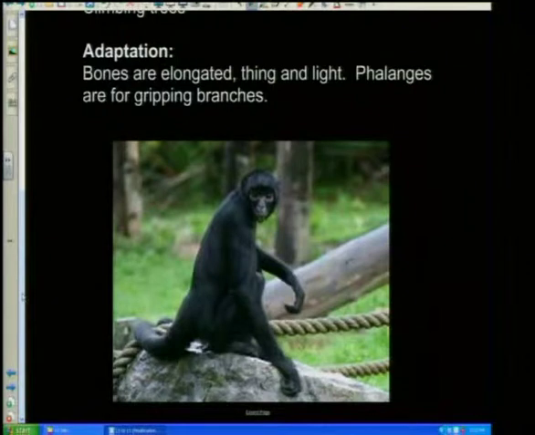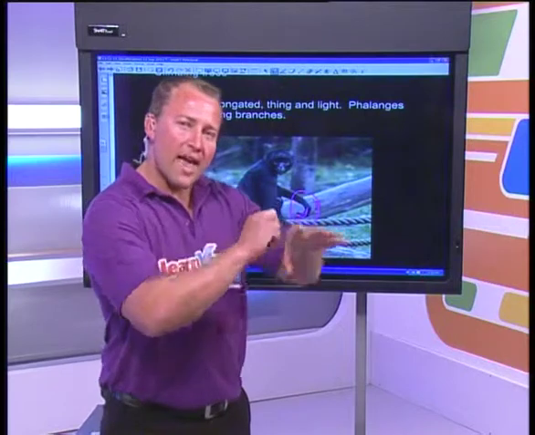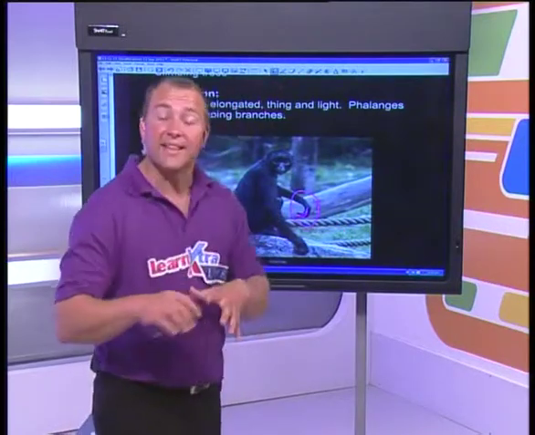Look at the size of those hands. Like, I can't do that. That's huge. Those phalanges are there. Look at that. It is huge. Now, the reason for that is to go right round a branch and to hold on nice and strong. Remember, the more area they have, the more muscles they have in that.